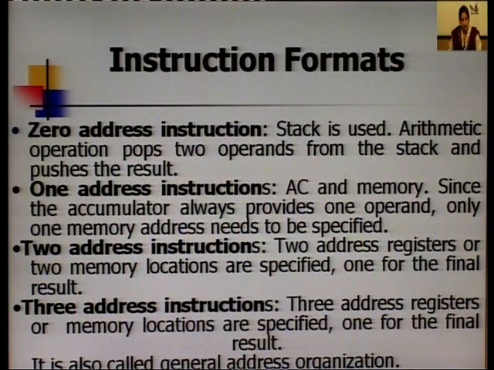Next is the two address instruction. Two address registers or two memory locations are specified, one for the final result. So for any operation where we have two operands, we need one memory location and one accumulator. But in the two address instruction, we use two memory locations. The second memory location is used to store the result of the operation. In the one address instruction, the result is again stored in the accumulator. Next is the three address instruction. In this format, three address registers or memory locations are specified, one for the final result. It is called general address organization.